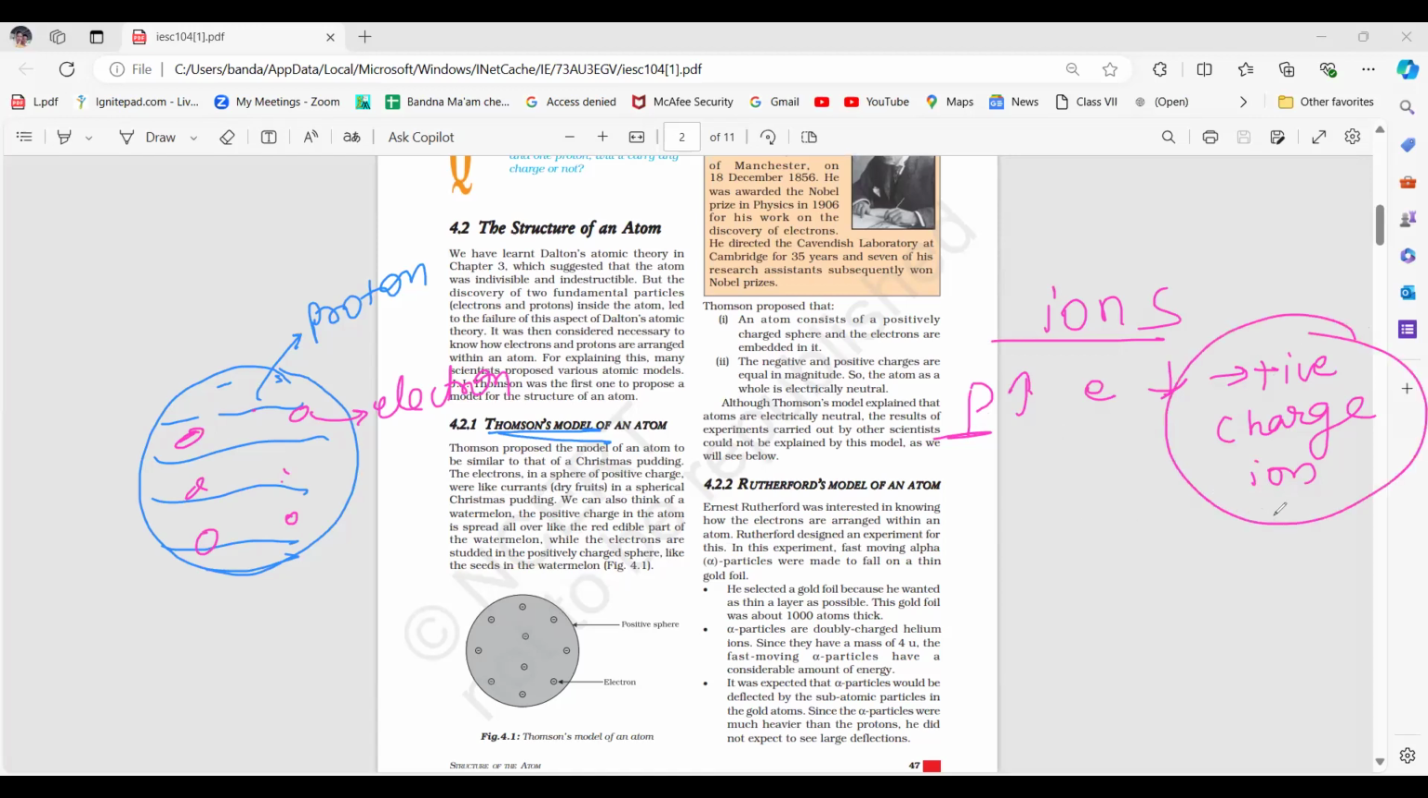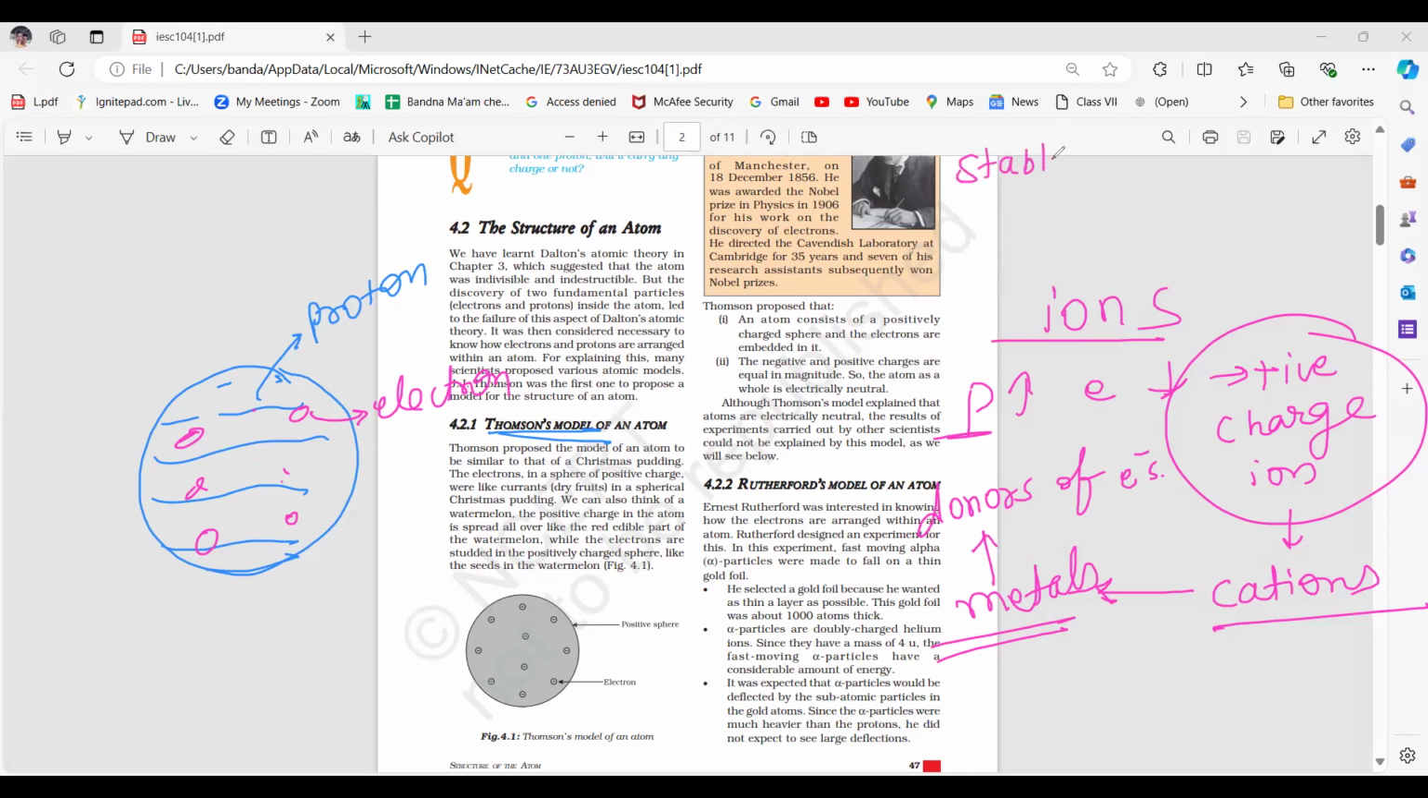And the positive charge ion is known as a cation. Cations are available in metals, and metals are donors of electrons. Donors means giving the electrons. If you give the electron, obviously electron quantity will be less. A stable atom has an equal number of protons and electrons. If the number of protons and electrons is not equal, it is unstable, and it forms an ion.